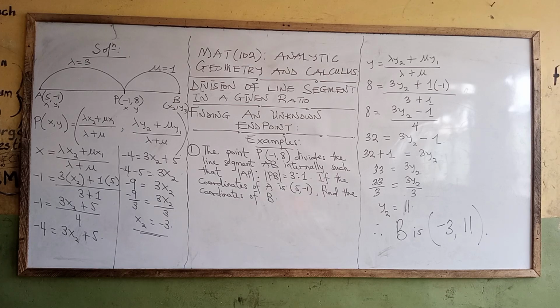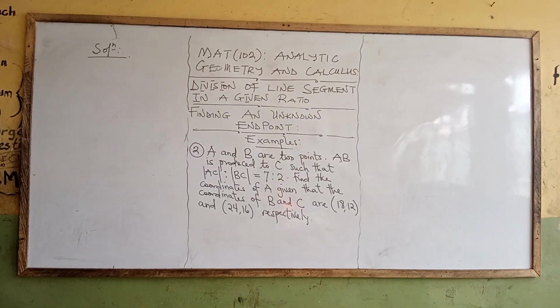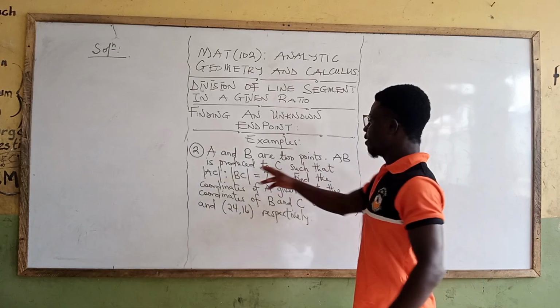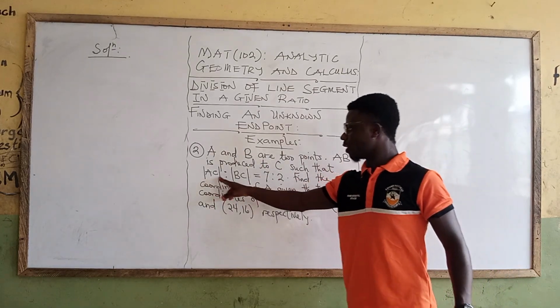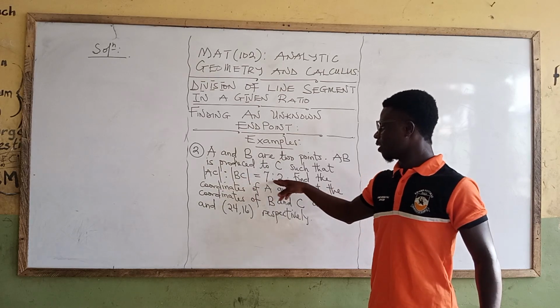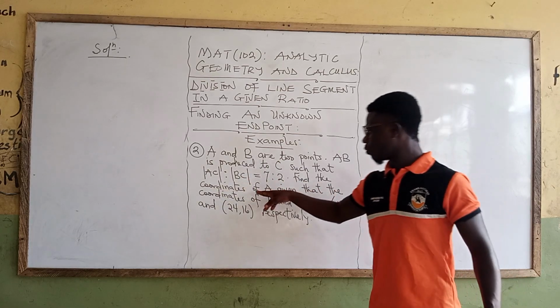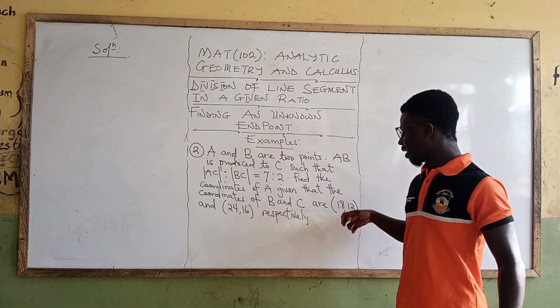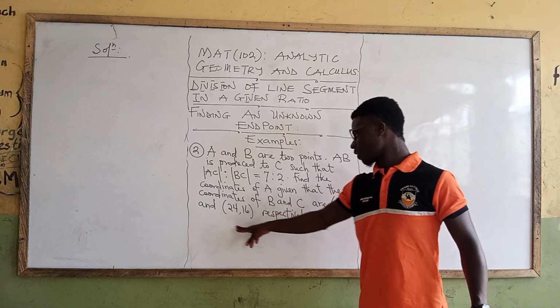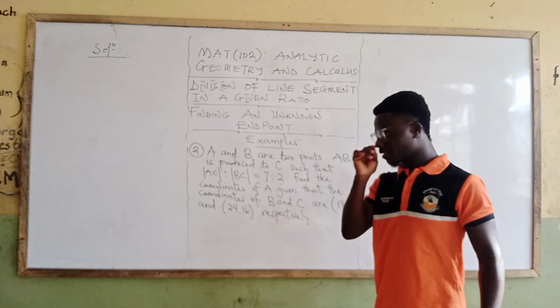So let's move on to our next example. All right, let's see this question. A and B are two points. AB is produced towards C, such that the length of AC to the length of BC equals 7:2. Find the coordinates of A, given that the coordinates of B and C are (18, 12) and (24, 16) respectively.